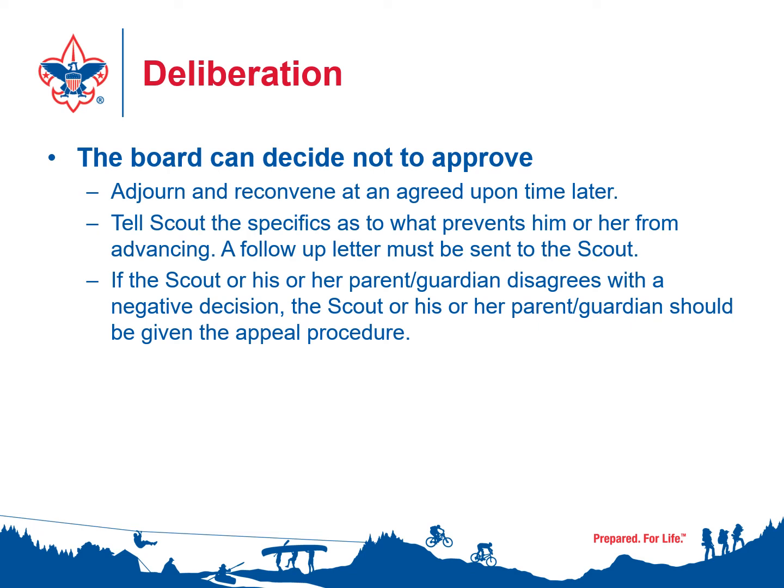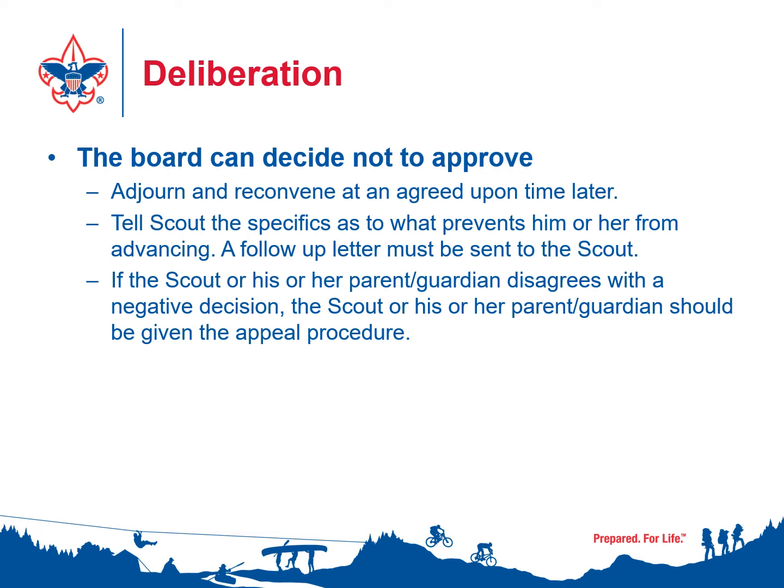If the Scout or his parent or guardian disagrees with a negative decision, which for Eagle they probably will, then the Scout or parent should be given the appeal procedure. Now, the short appeal procedure is that the board writes down exactly why it was denied on paper. That is given to the Scout, and it's also filed with the district.